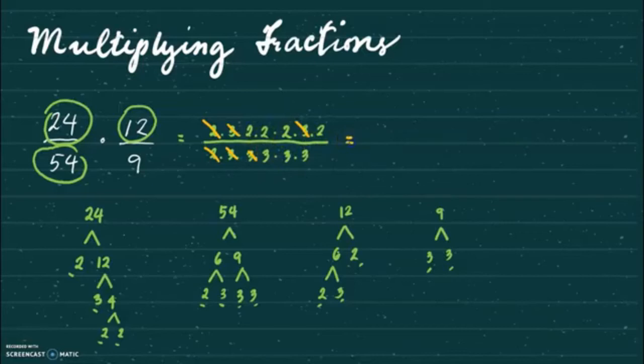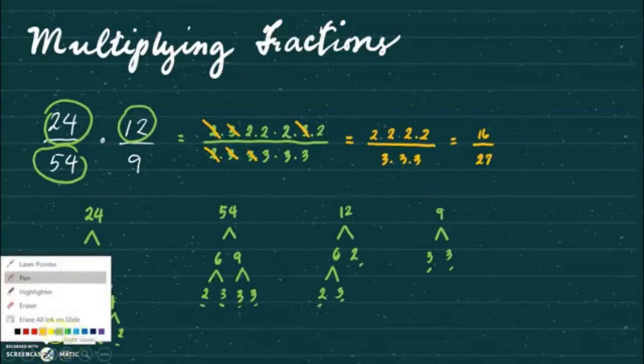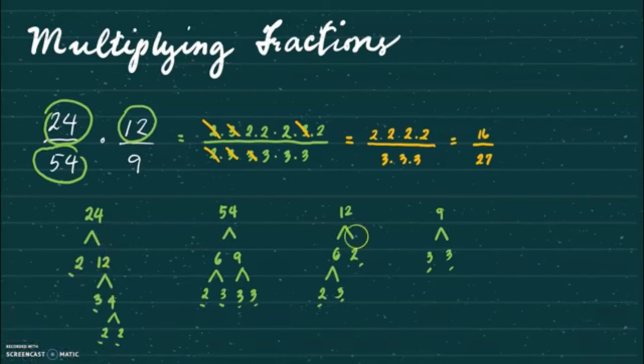So let's continue. In your numerator, you are left with 2 times 2 times 2 times 2 over 3 times 3 times 3. Now 2 times 2 is 4, times 2 is 8, times 2 is 16. So the numerator now is 16. And 3 times 3 is 9, times 3 is 27. So the product of 24 over 54 and 12 over 9 is 16 over 27.